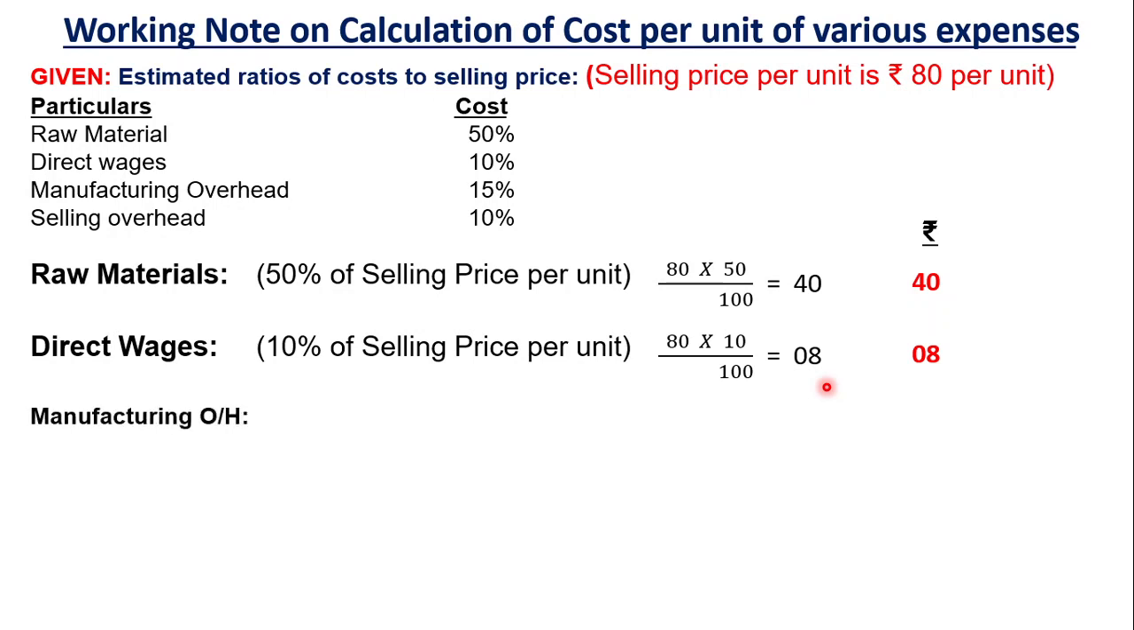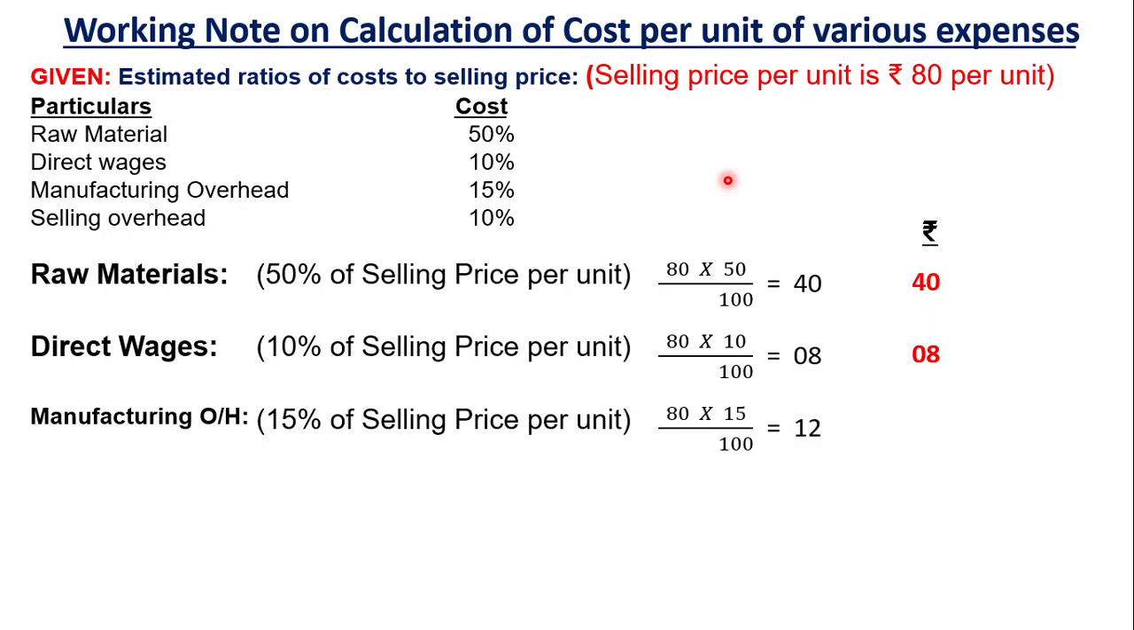Next one is manufacturing overhead. 15% consists of manufacturing overhead. This is to be compared with selling price. 15% of selling price per unit, that is 80 into 15 divided by 100, which equals 12 rupees per unit manufacturing overhead. The last one is selling overhead, that is 10% of cost of expenditures of selling overhead.